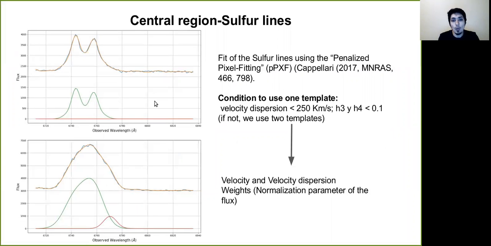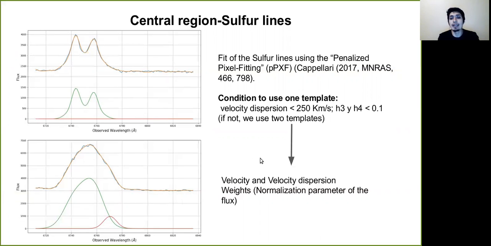First, we choose one template to fit the spectra and check if the velocity dispersion is less than 250 kilometers per second. And we call this a narrow line. But if not, we use two templates, one for the narrow line and another for what we call the broad line.